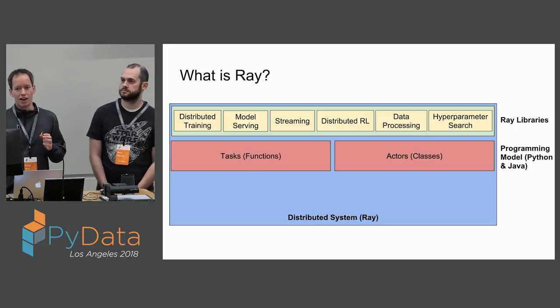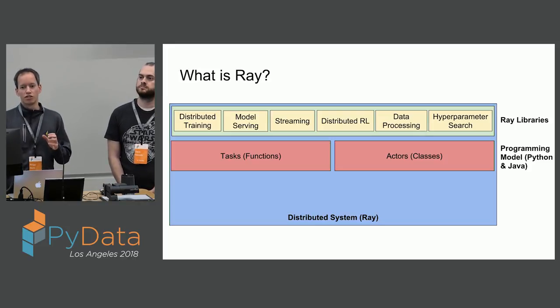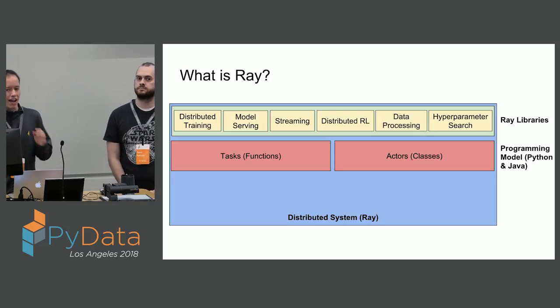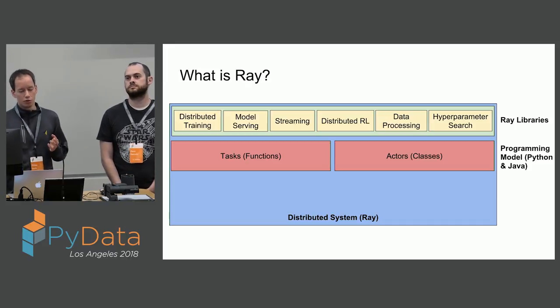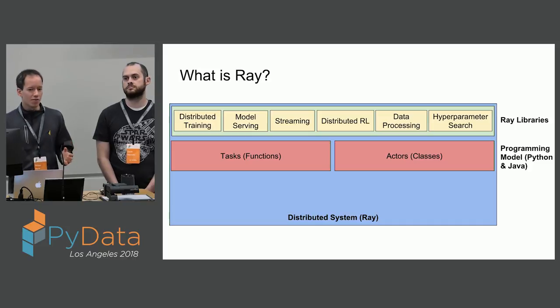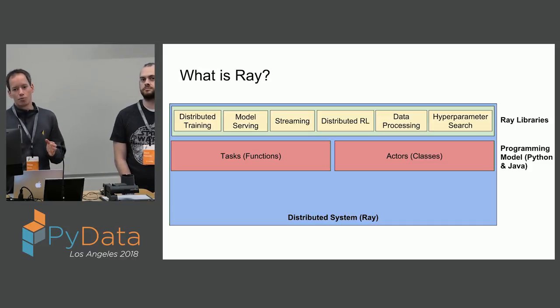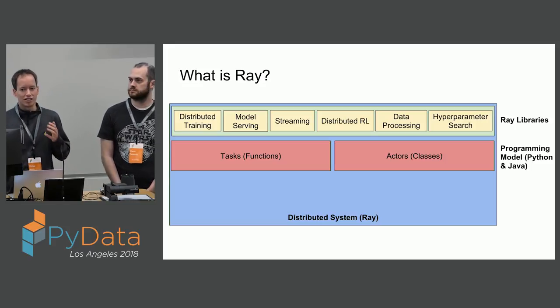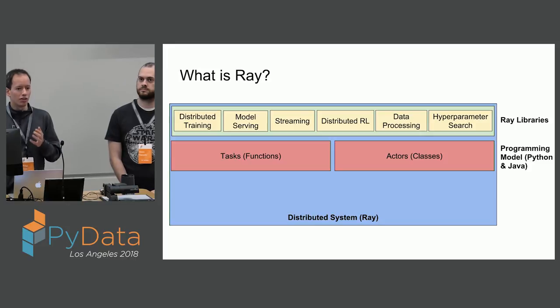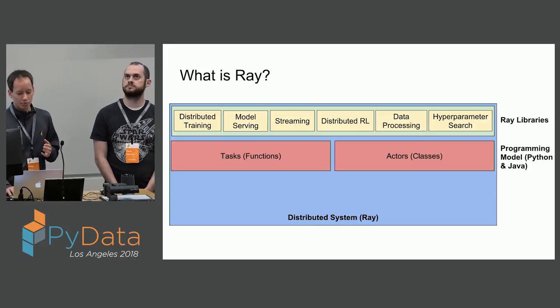For many of these workloads, it's also very important to support stateful computation. And for that, we make it easy to distribute classes. These are so-called actors, which are classes that can live anywhere in the cluster and can be used to distribute stateful things. For example, parameter servers, or think about reinforcement learning simulators, where it could, for example, be a game, which has some internal state, and this needs to be kept around in the cluster, and it's a long-running process that you can interact with.